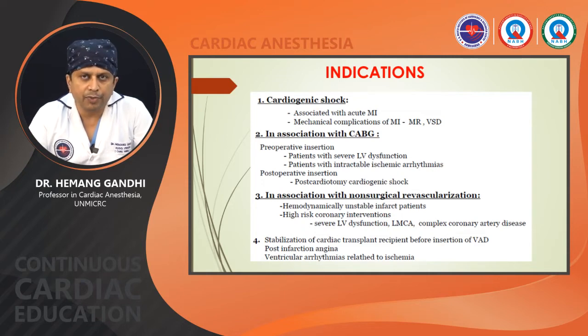Other uses of this IABP are stabilization of the cardiac transplant recipient before insertion of the VAD. So when these patients require a ventricular assist device, it is better to stabilize them with IABP insertion. Sometimes post infarction, when you are not planning for immediate revascularization and the patient has angina, you can use this IABP. And also for ventricular arrhythmia related to ischemia which is not responding to the medical line of treatment.